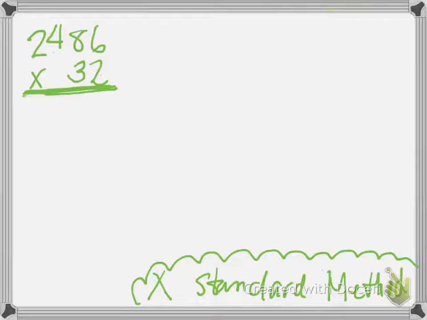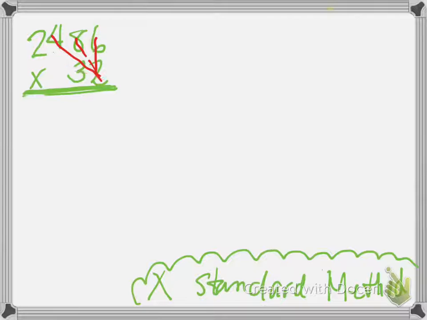I have the same 2 by 4 multiplication sentence that I did before, 2,486 times 32. I know if I get a different answer in this video, we've done something wrong. Anyway, the first thing I want to remind you is that in multiplication, as we looked at in the last video, every single digit has to be multiplied by every single digit. That means this 2 has to go here, here, here, and here. This 3 has to go here, here, here, and here.